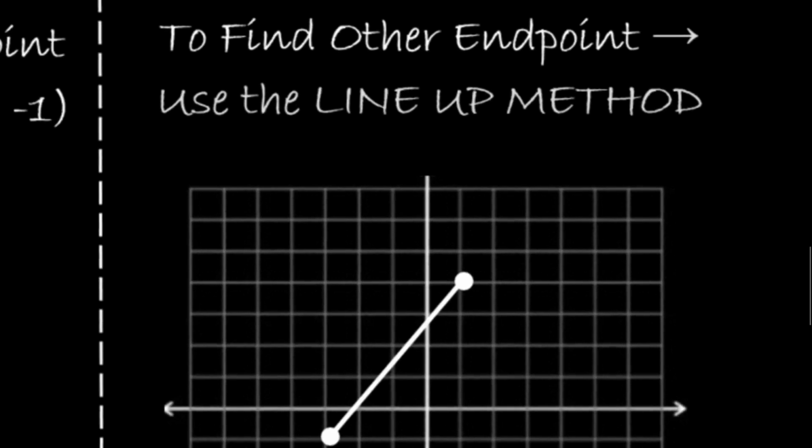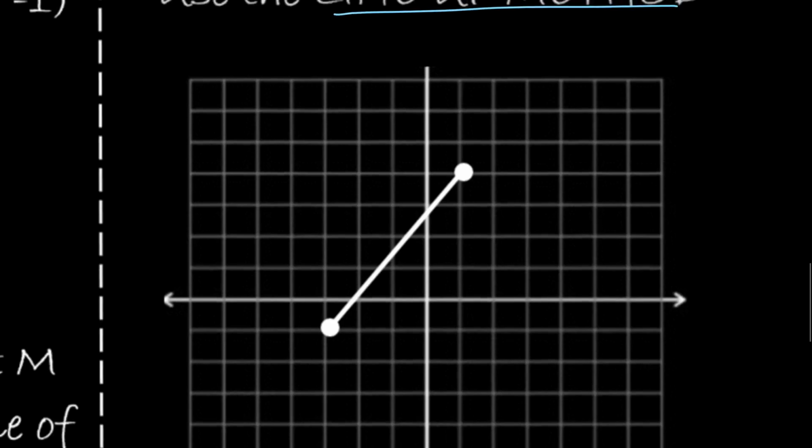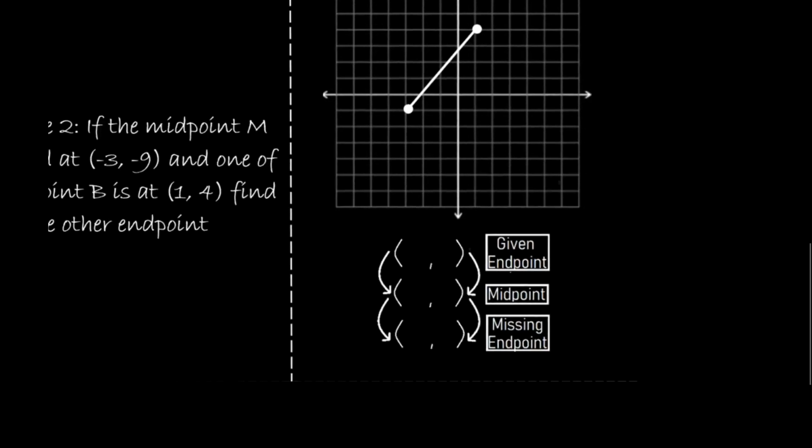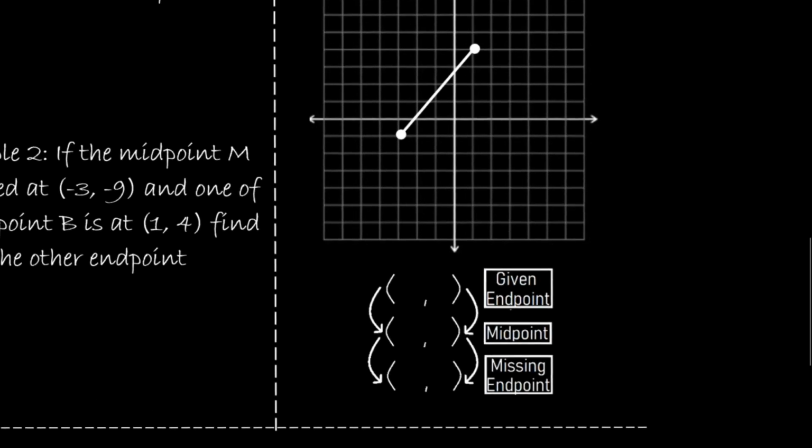So this is using a different method. Remember, to find the midpoint, we find the average. When we're trying to find the other endpoint, you use what I call the lineup method. Unfortunately, I can't think of a better name for it. Maybe you can help me out. So here, the lineup method. The lining up. They will tell you what is the endpoint and what is the midpoint. So I'm telling you right now that this top one is our endpoint, and this one down here is the midpoint, and we have to find the other endpoint.